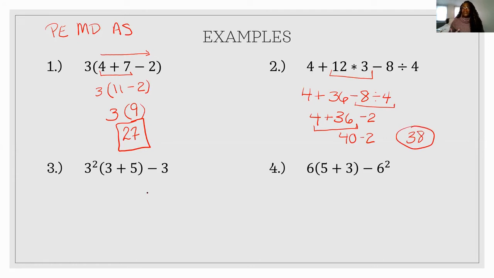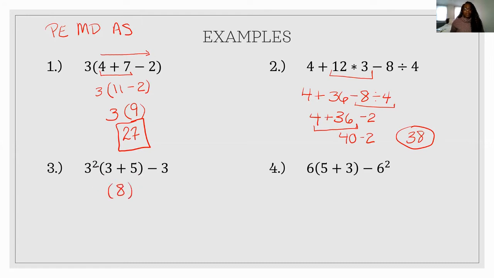Okay, so there is an order, there is a purpose. So we have to follow these orders. So we look at number 3. We have a parenthesis, and we got to do what's inside the parenthesis. So 3 plus 5, that gives me my 8.